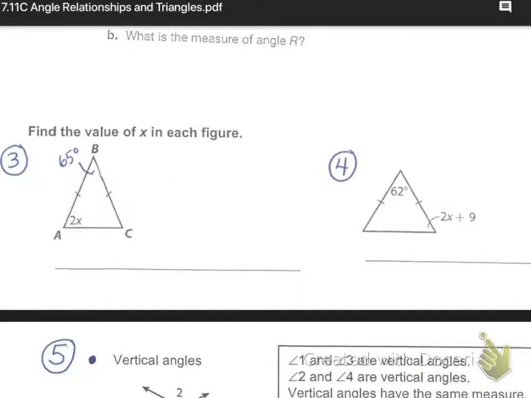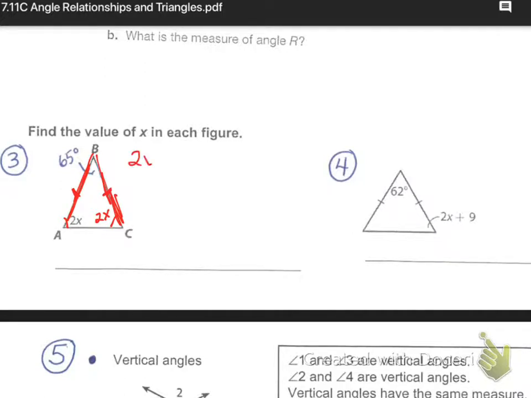Alright, let's try two more. So these are a little bit more complicated, but the answer is still the same. So since these sides are congruent, that means that the angles across from them are congruent. So that's 2x as well. Okay. So this is an isosceles triangle. In an isosceles triangle, you have two sides that are the same, two angles that are the same.